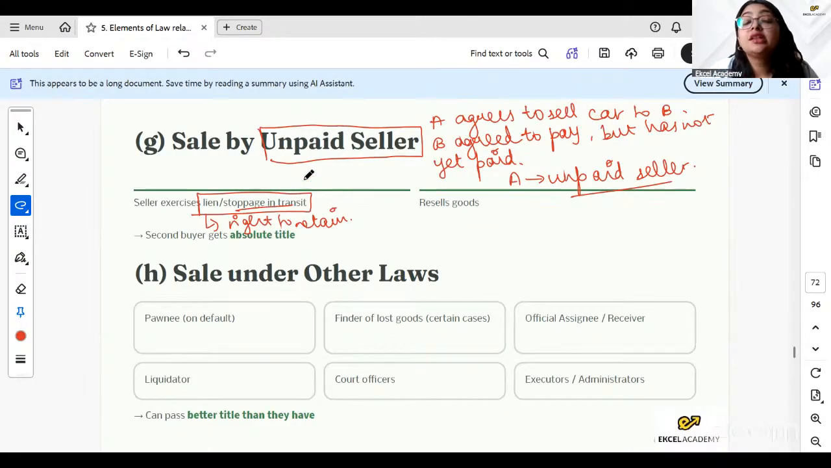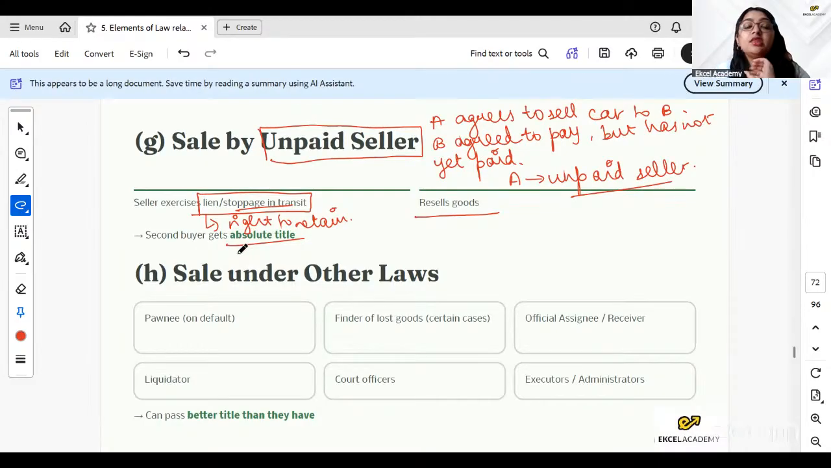So A becomes an unpaid seller when A has fulfilled his part of the obligation, but the buyer has not yet made the payment. In that case, the unpaid seller will have a lien, that is, the right to retain. A may either retain the car with himself, or if it is already sent out for delivery, they can order for a stoppage in transit. And someone like this can definitely resell your goods, and the second buyer will get your absolute title.